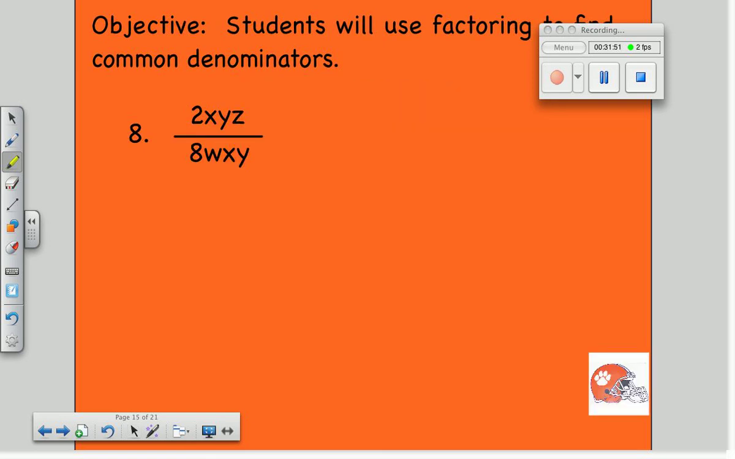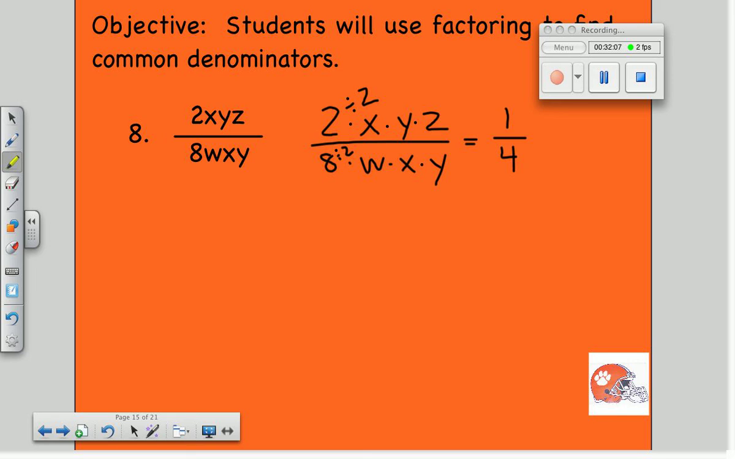2 times x times y times z, and 8 times w times x times y. 2 over 8, divide by 2, divide by 2. 2 divided by 2 is 1, 8 divided by 2 is 4. The only thing I have in common on the bottom here are my x's and my y's. So I have a z on top, and on the bottom I have a w. So instead of 1z, we don't need the 1, so we can just say z over 4w.